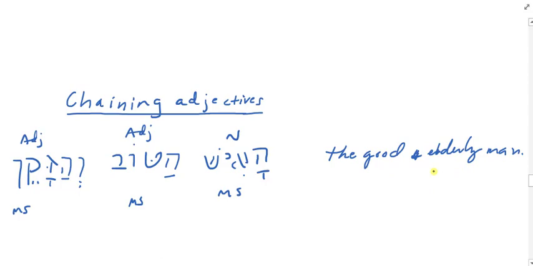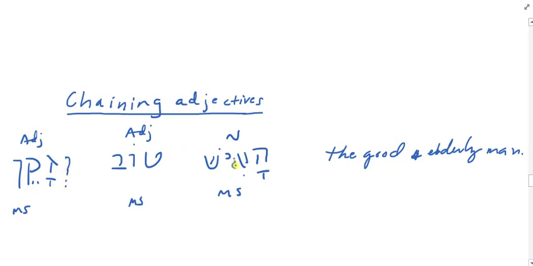All right? Now, what if I wanted to say the man is good and elderly? What if I wanted to use a predicate adjective set instead of an attributive adjective set? What would I do? Well, remember, I can have predicate adjectives following the noun, but if the subject noun is definite, the predicate adjective will only take gender and number but not definiteness. So we're going to see these gone. And because we're getting rid of the article, the dagesh forte will go away. And all we'll have is just the conjunction vav here.